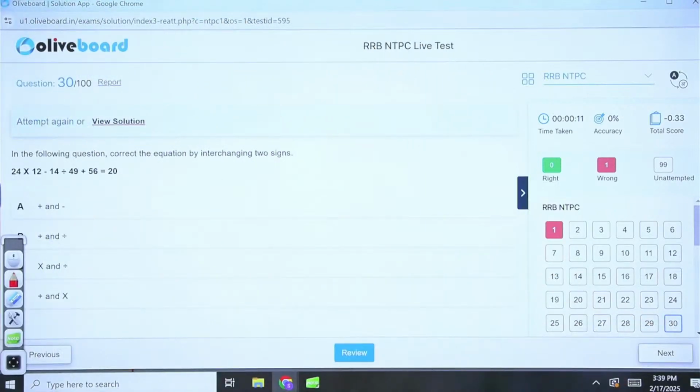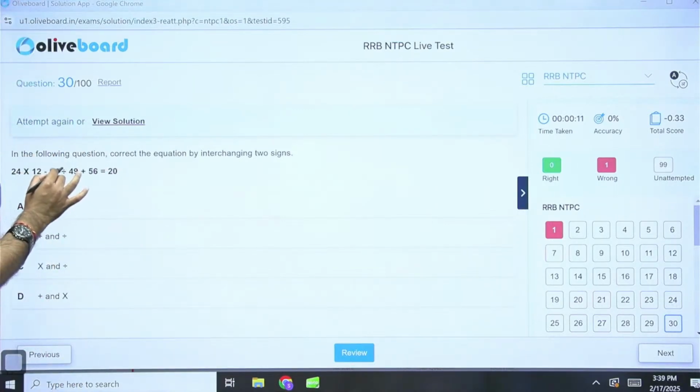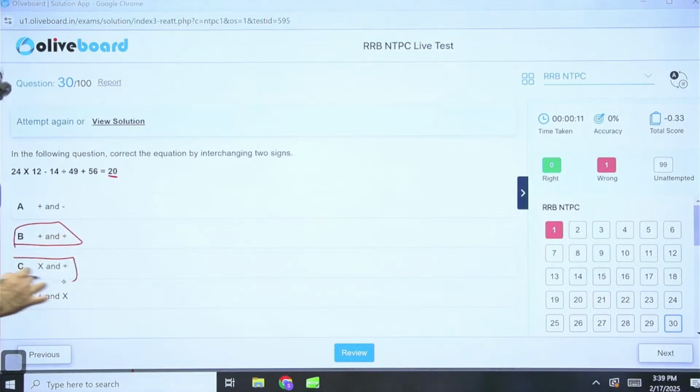In the following equation, correct it by interchanging two signs. The first approach, which even I teach in my classes and a lot of students think about, is that the division sign will guide you. So 14 divided by 49, you get 2 by 7. Now 2 by 7 is not going to give you 20. So the first thought that comes into your mind is I should change my division. But if I change my division, neither is this giving me the correct answer nor is this going to give me a correct answer.